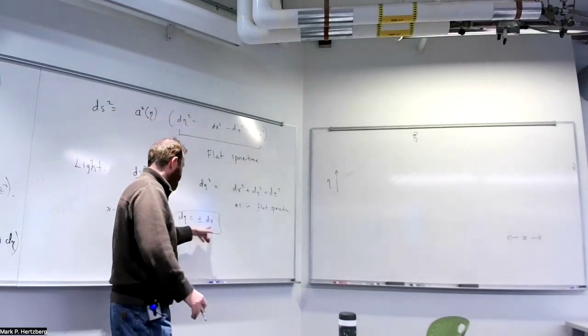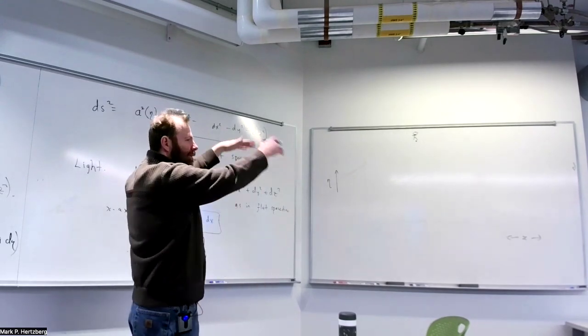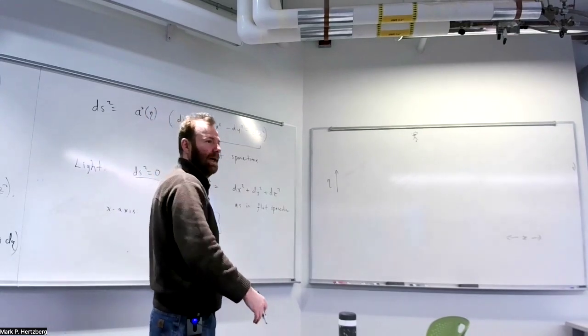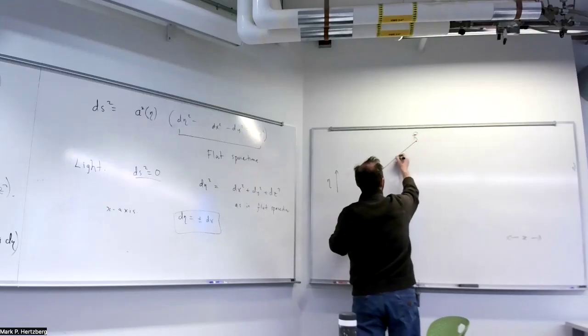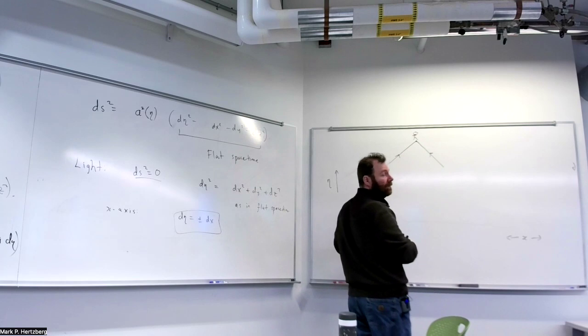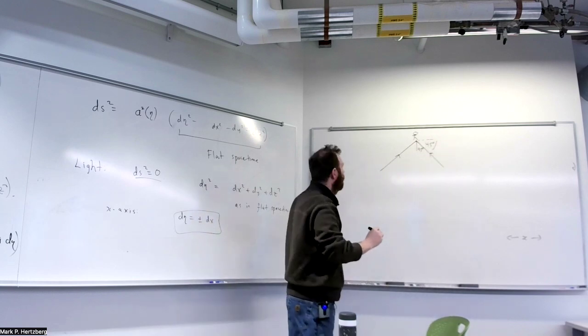So because we have this, light, as it is in flat space, just moves at 45 degrees in this space-time diagram. So this is how light gets to us. Okay. This is 45 degrees. 45 degrees. Usual stuff.